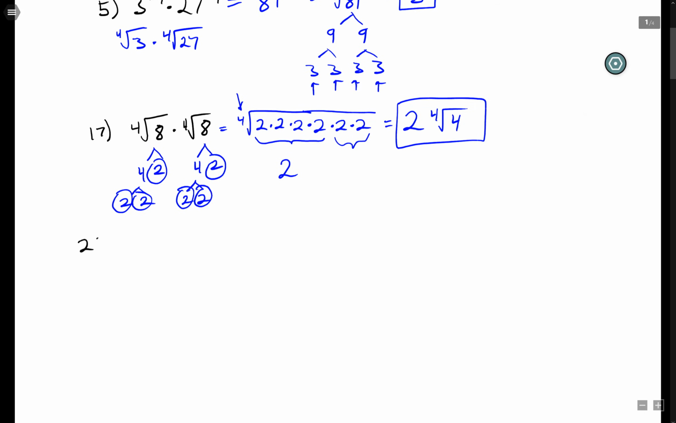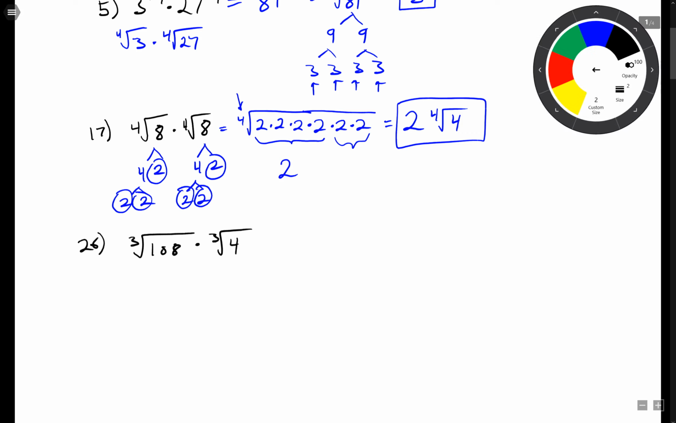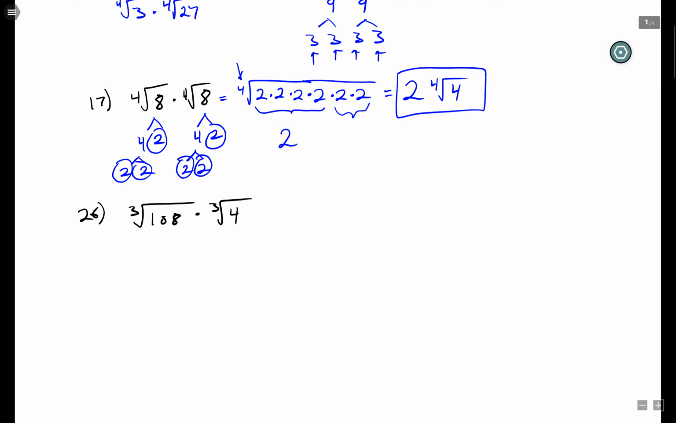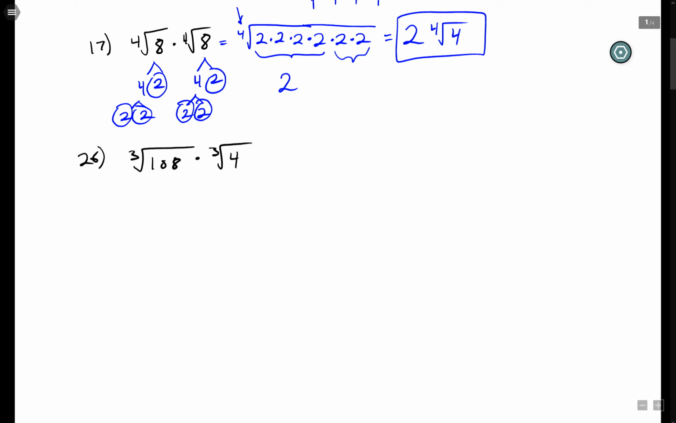Next problem is number 26. Number 26, we have another similar one. Cube root of 108 times cube root of 4. Now again, what you could do is you could start by multiplying 108 times 4. Why bother though? Because you're going to need to break them down eventually anyway. Take a look at what I'll do.